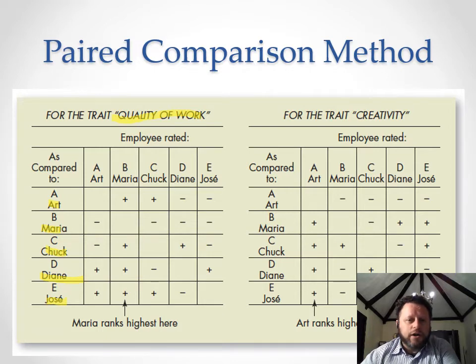Now Maria compared to Art, Maria is worse. We can't compare her to herself. Maria compared to Chuck, Maria's worse. Maria compared to Diane, Maria's worse. Maria compared to Jose, Maria's worse. And then at the end, we look who has the most pluses looking downwards. And here, Maria has the most. So for quality of work, Maria ranks highest.